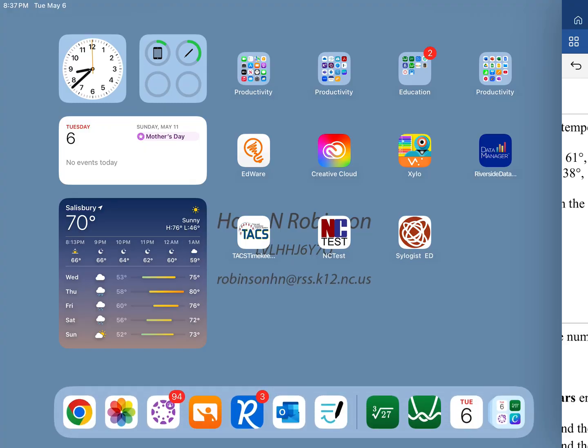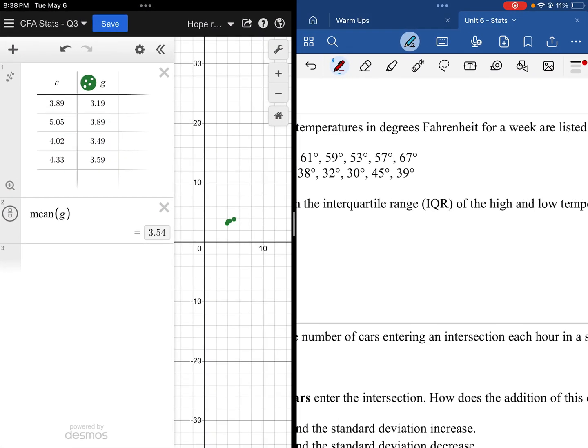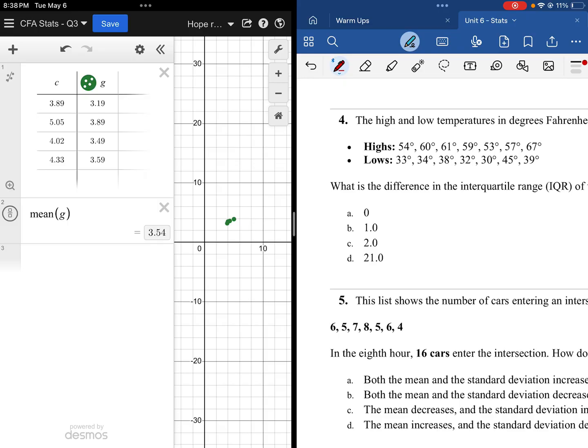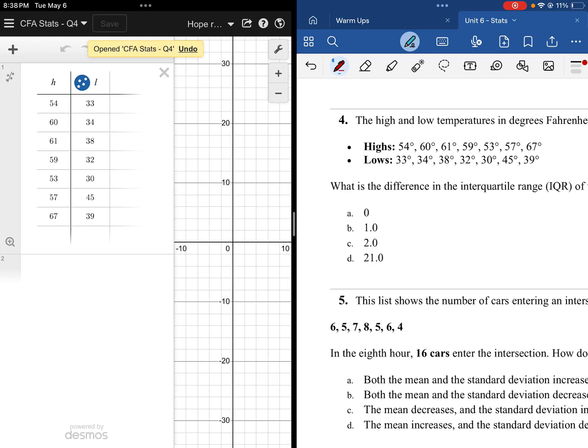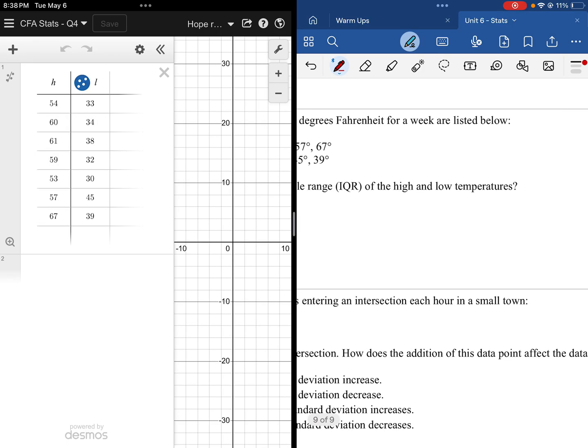So I'm going to go ahead and open up our Desmos. This is question 4. So I went ahead and put it in the table. I made the H column with all the highs and the L column with all the lows. Again, if you just want to use X1 and Y1, that is perfectly fine. There's nothing wrong with that. Just make sure you know the difference. So I'm going to make us a little information over here. Our highs and our lows.